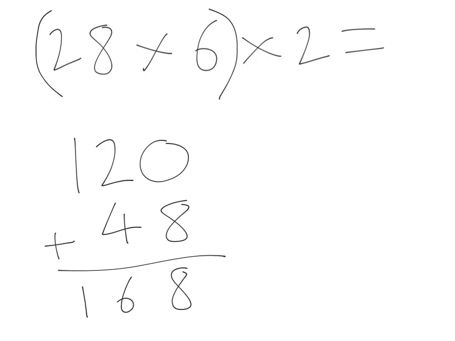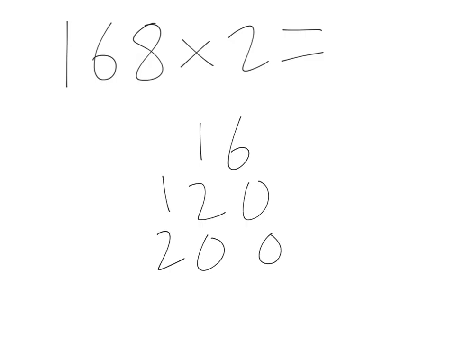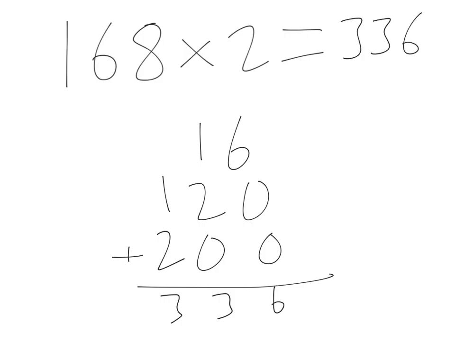Now I need to take my answer here and multiply that by the 2. So I now have my new sum, which is 168 multiplied by 2, which is rather simple to do. All I have to do now is simply double each digit. So 8 doubled equals 16, 60 doubled equals 120, and then 100 doubled equals 200. Then I simply add these together: 6, 3, and 3. So my answer finally will be 336.